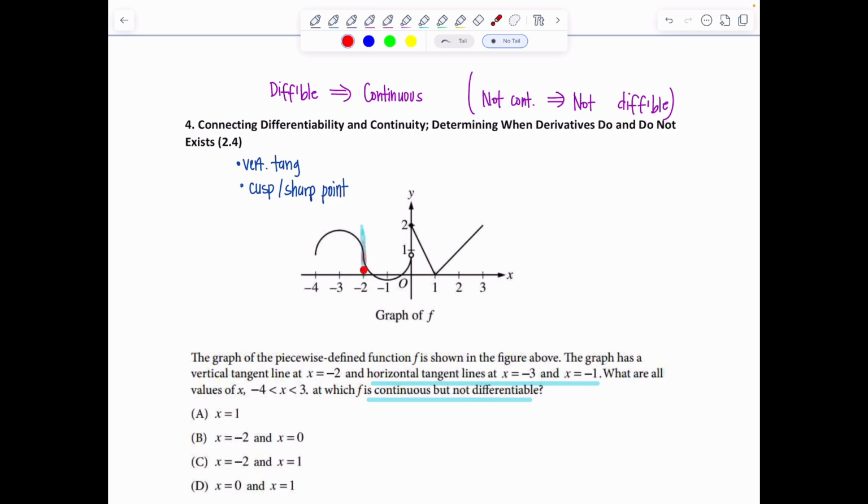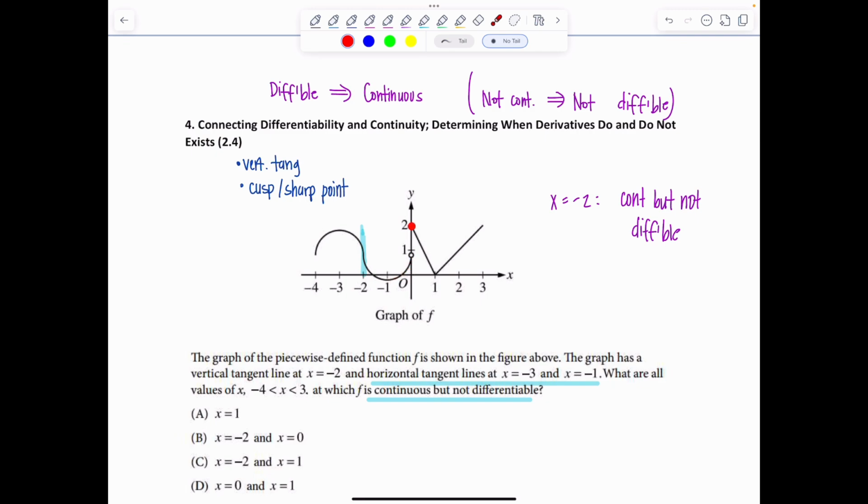Here at x equals negative 2, the function is continuous. It passes all 3 conditions for continuity. I know that because you see how the stylus is right here and I'm not lifting it? Great. But it's not differentiable because we have a vertical tangent. So x equals negative 2. It's continuous but not differentiable. We're tracing, everything's good. Horizontal tangent here, nobody cares. That means derivative is 0. That's differentiable. 0 is a number. Don't freak out.